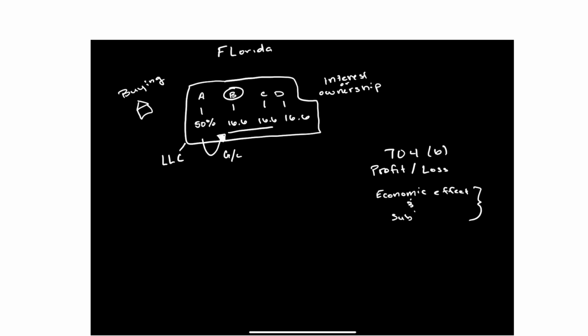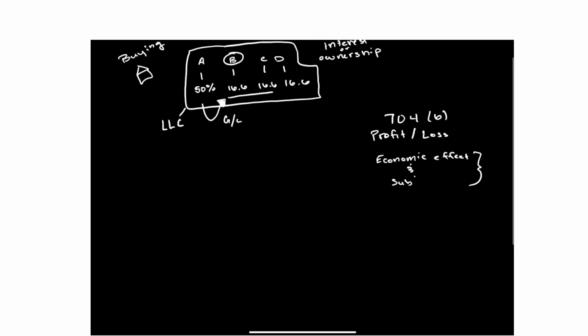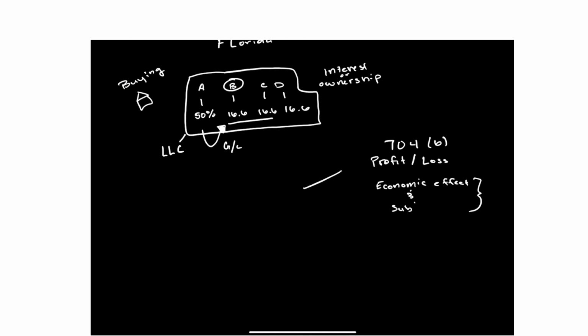So again, we started here with our interest using the 704B rules. The actual profit and loss split is probably going to look something like this. Again, the four parties, but each party is going to pay for 25%. And again, these are the same business, but again, this is ownership versus profit and loss and the pass-through entity.